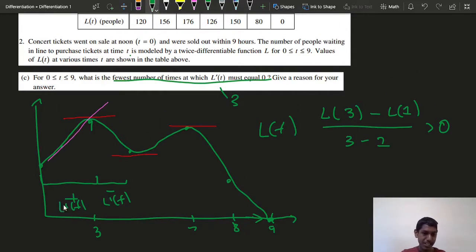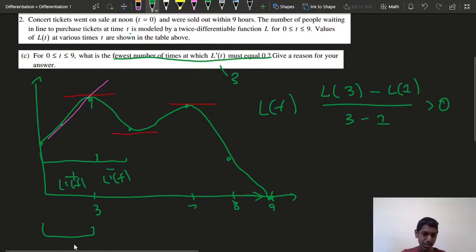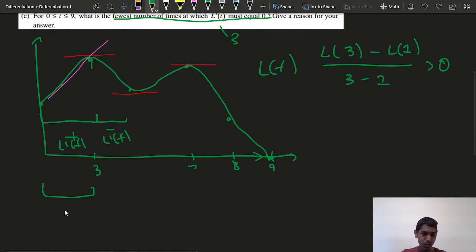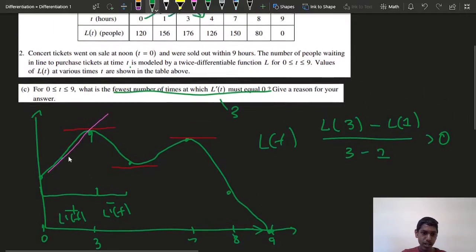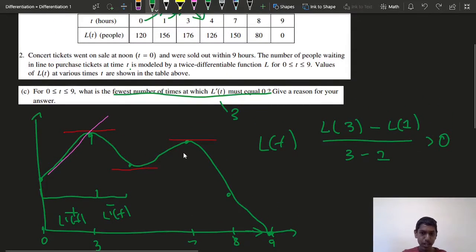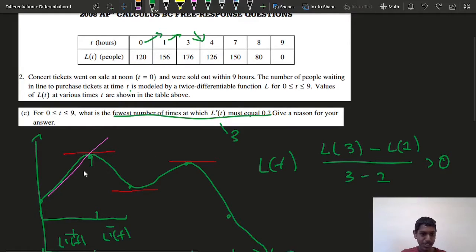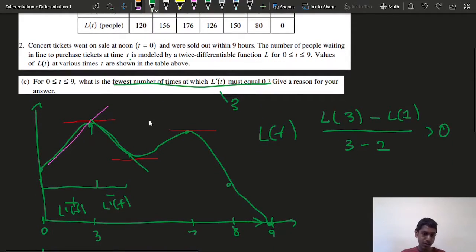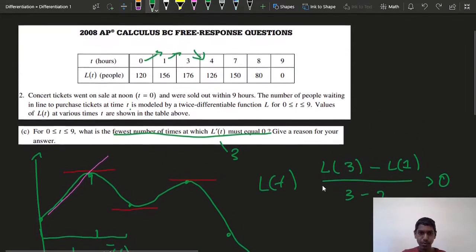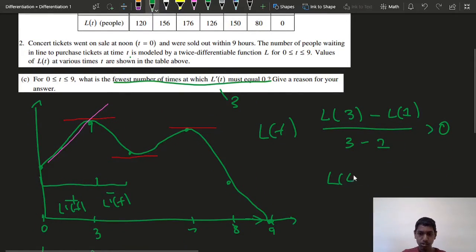So we know that there is some point right here in (0, 3) where we are increasing, where L'(t) is greater than 0, right? And that's by the mean value theorem. Okay, that's cool. And we also notice that our ideal graph is sort of decreasing, but with a similar logic, we know that (L(4) - L(3)) / (4 - 3) is going to be less than 0, right?